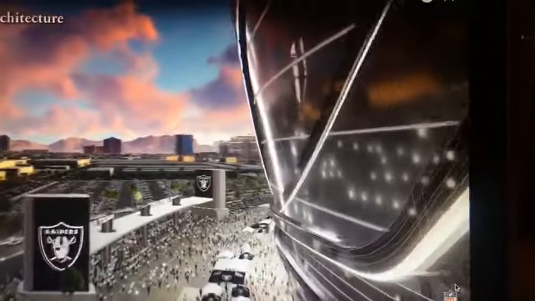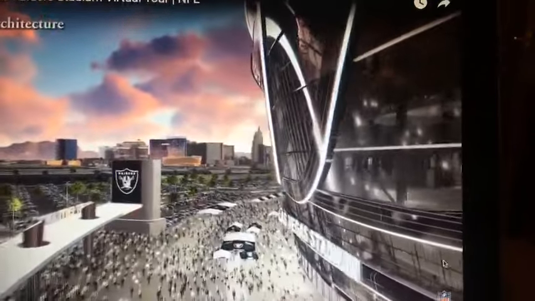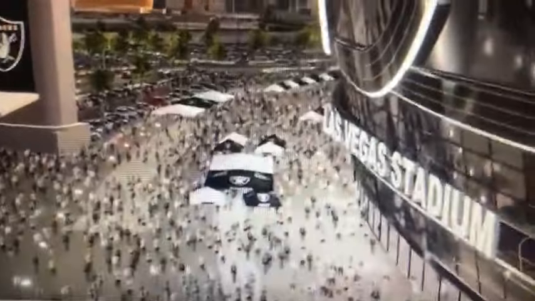So we take another shot, hugging the outside. You can see the areas that are planned down here, these large outdoor areas. And then this is the interior. These are the luxury suites up here. It's going to be really expensive.